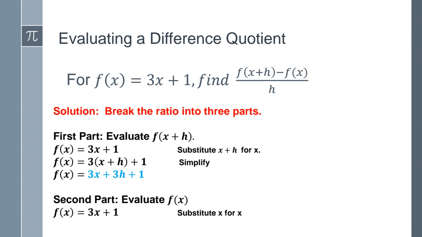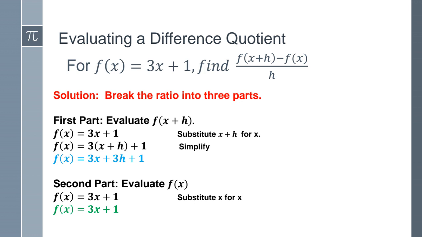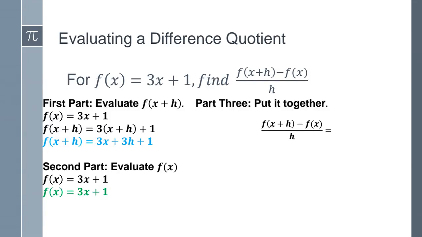So now let's put everything together. From the first part, we had the 3x plus 3h plus 1. And then from the second part, we just had 3x plus 1. So we're going to go ahead and plug them in by doing the subtraction here. So we have 3x plus 3h plus 1 minus, and again, because I have a polynomial, meaning I have more than one term, I want to put a parenthesis on this expression because I'm going to have to distribute this negative symbol, okay? And then we're going to divide by h.